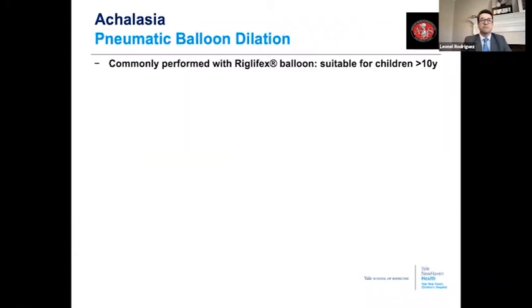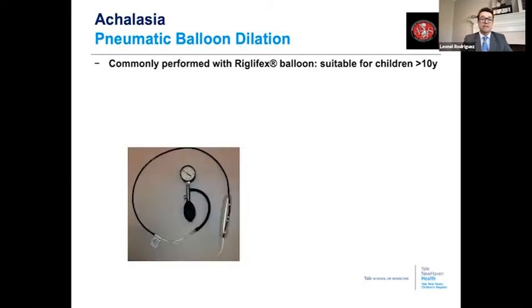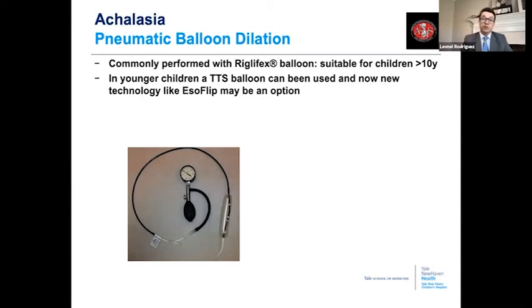Pneumatic balloon dilation. This is commonly performed with the Rigiflex balloon, which is suitable for children probably 9 to 10 years of age. We wouldn't recommend to use it in younger children. This is an example of how the balloon looks. In younger children, actually, some of us have used the through the scope balloon. And now with the new technology like the EsoFlip, that might be an option to utilize the balloon that is 20 millimeters.